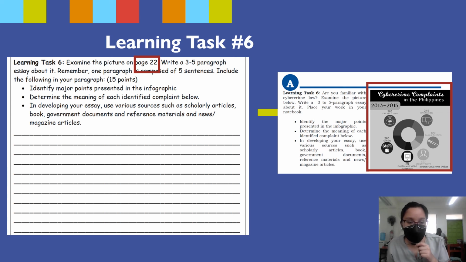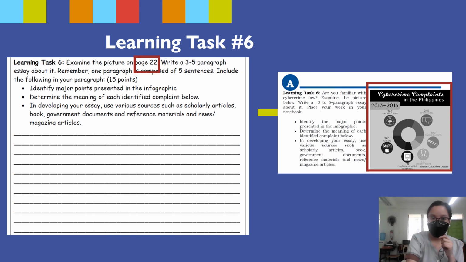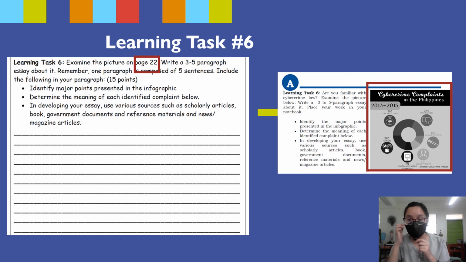So it says here, identify major points presented in the infographic. Like, for example, you can start saying, this article is entitled Cybercrime Complaints in the Philippines from year 2013 to 2015. And then describe each. That's just it. And then determine the meaning of each identified complaint below. So ano daw ba yung mga cybercrime na na-commit simula 2013 to 2015? So in developing your essay, use various information sources such as scholarly articles, the ones that we've studied.